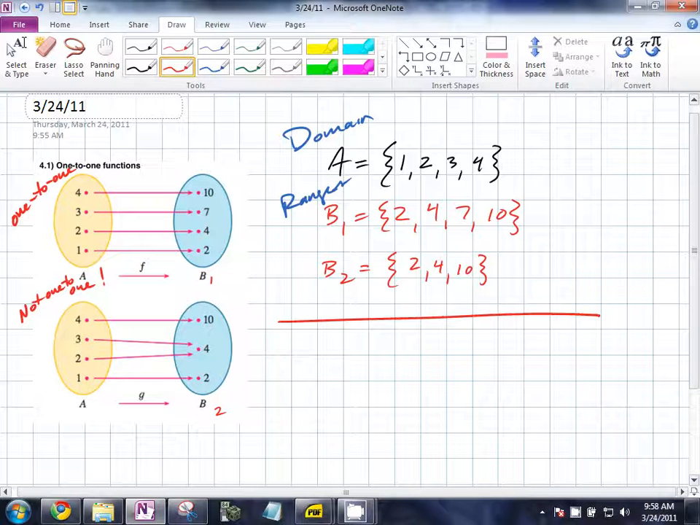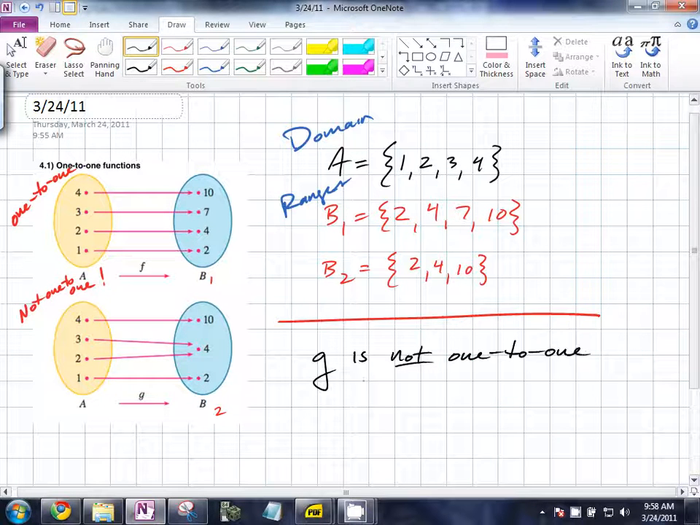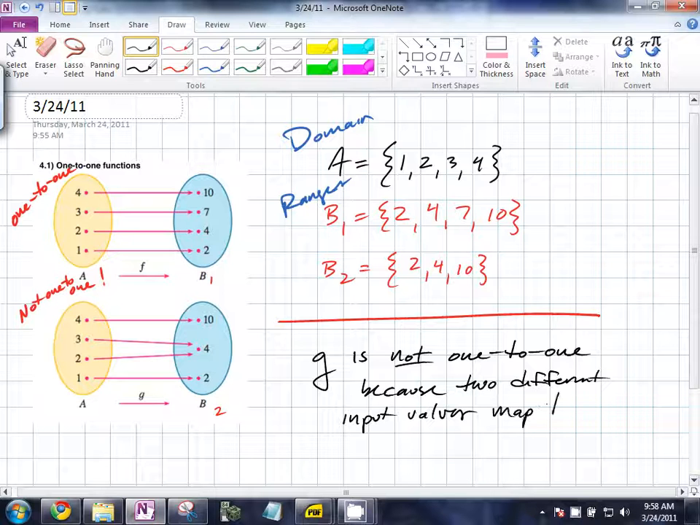So you could say g is not one-to-one because two domain values map to the same line. Two different, you can say input values, that's fine, map to the same output value. Good.